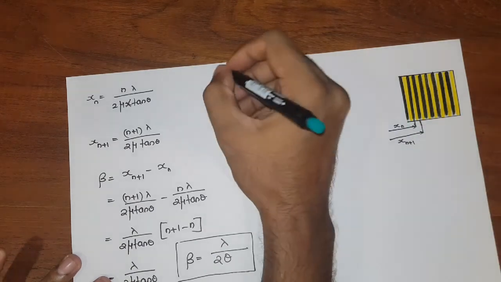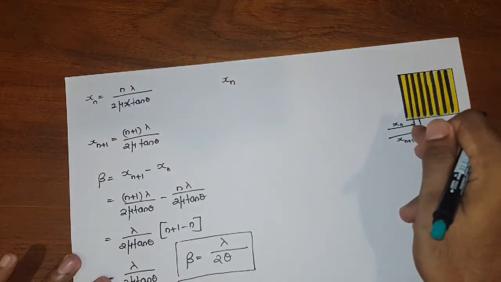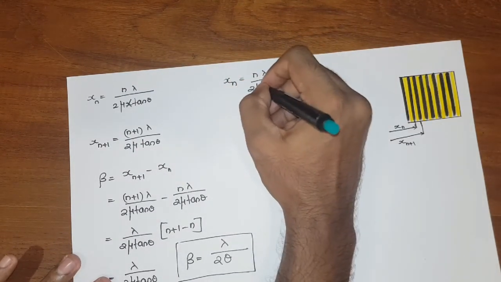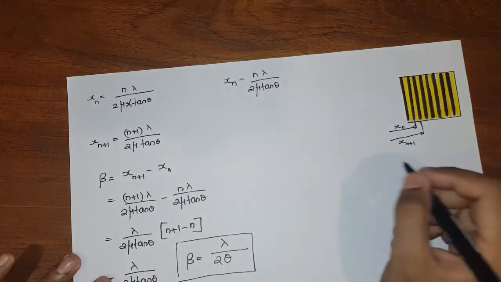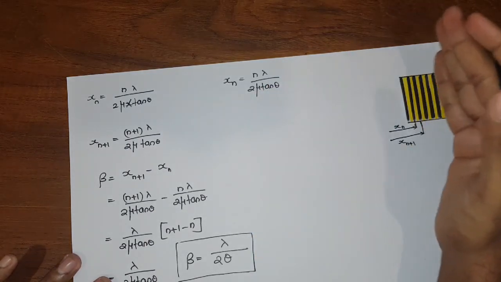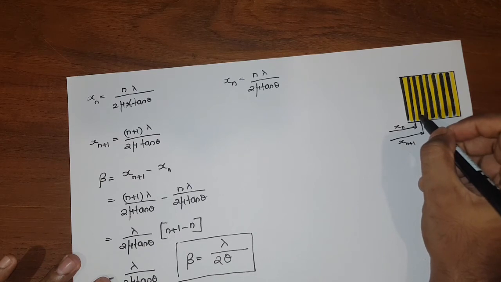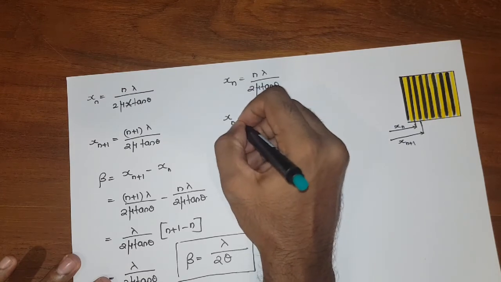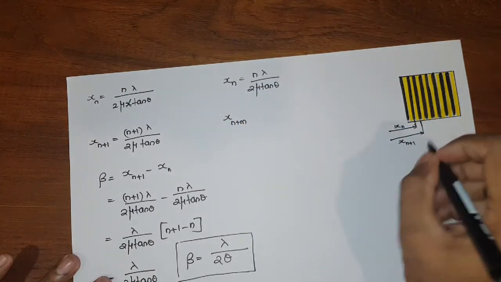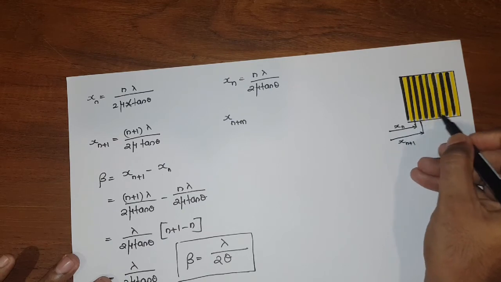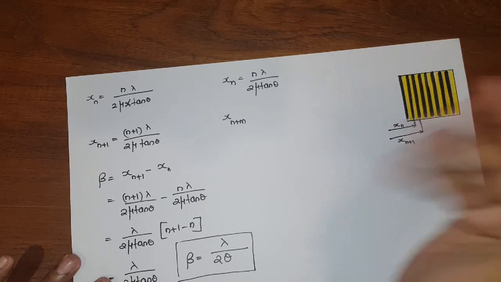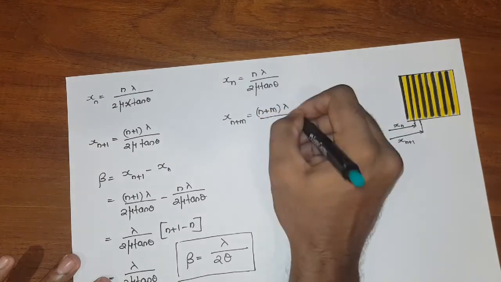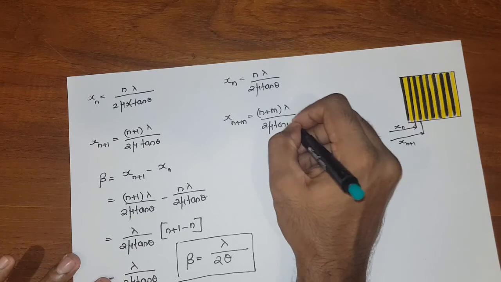So what we do is, just like this, we take the position of the nth fringe, that is n lambda by 2 mu tan theta, and then we take the position of a fringe after a number of fringes, say the n plus mth fringe. After the nth fringe, we count m number of bands and take some other fringe, and here the equation will be n plus m lambda by 2 mu tan theta.